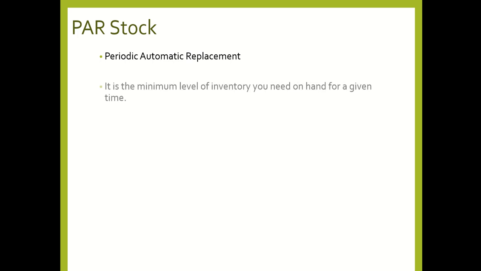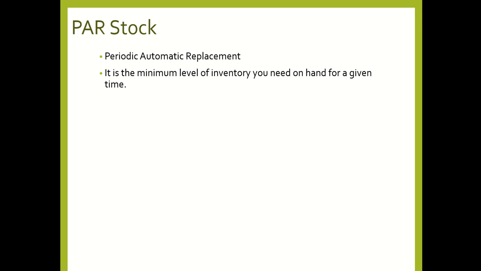What is the meaning of par? Why do we write it in capitals? Because it's an abbreviation. What does it stand for? PAR stands for Periodic Automatic Replacement. In the restaurant business, the PAR level is an industry term used for effective inventory management. What does it mean? It is the minimum level of inventory you require on hand for a given time.